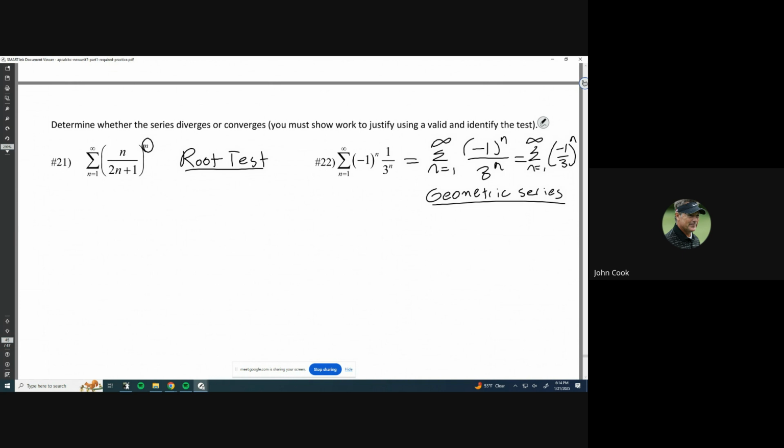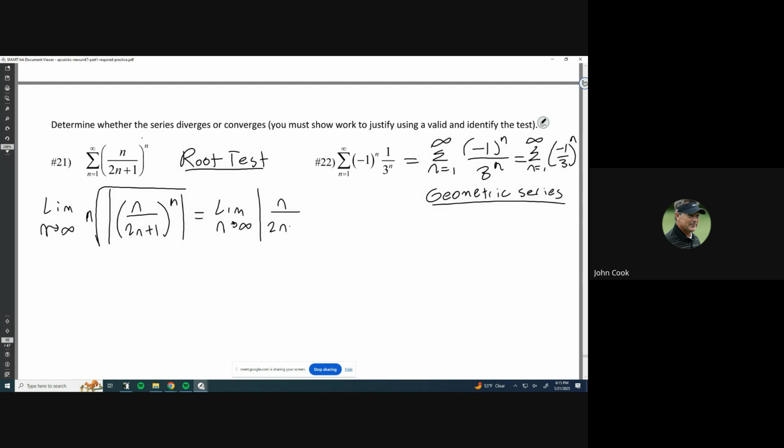So root test. So it's a power of n. So here's how it works. I take the limit as n goes to infinity of the sequence in there, so n over 2n plus 1 to the power of n. And then I take the absolute value of that and then take the nth root. And the purpose of this is to get rid of that nth power. So the nth root does that. So I can just immediately rewrite this as the limit as n goes to infinity of the absolute value of n over 2n plus 1.